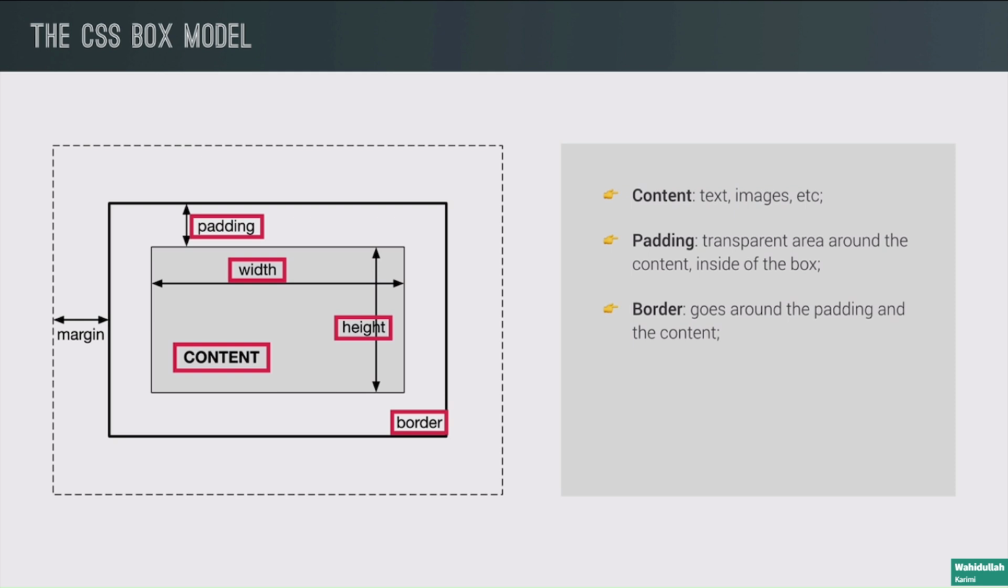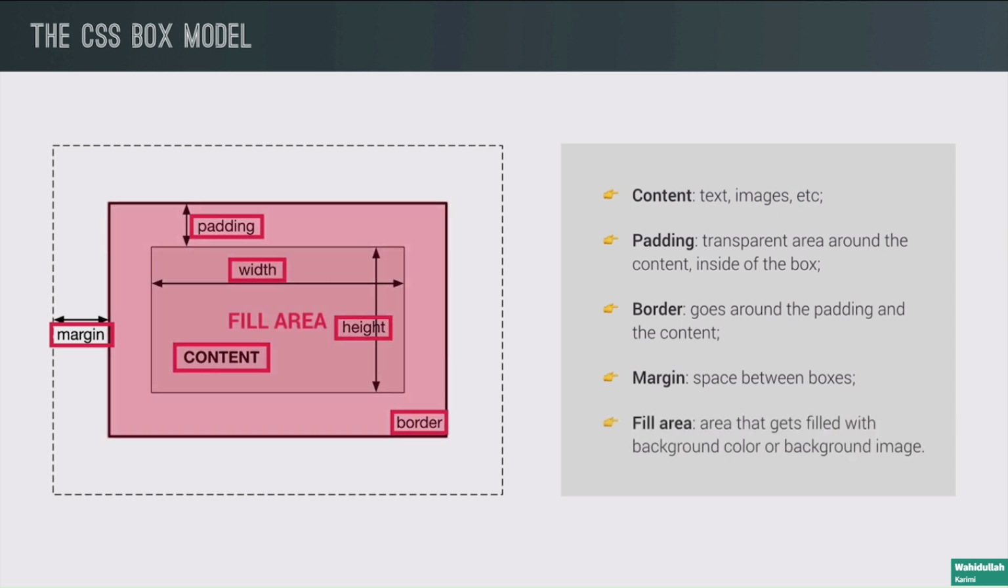Then, similar to the padding, we have the margin. But instead of being inside the box, the margin is white space that's actually outside of the box itself. So we can think of margin as the space between boxes. So for instance, if we want to create some space between two elements, we will simply use their margin properties in CSS. And finally, there is something called the fill area.